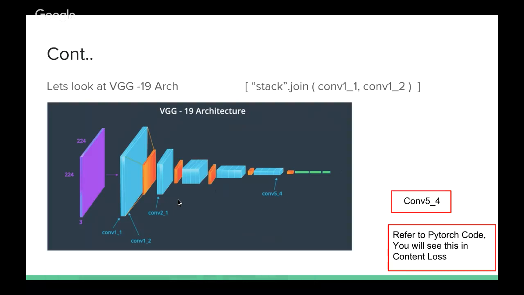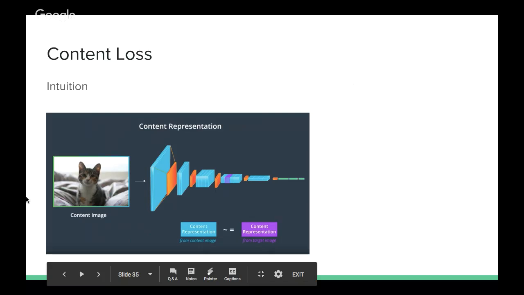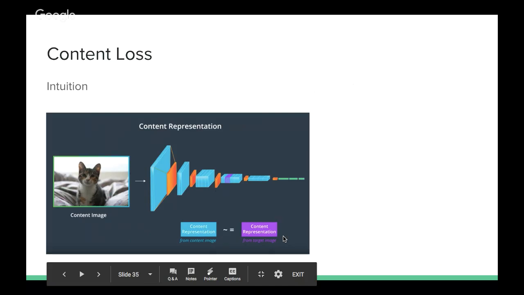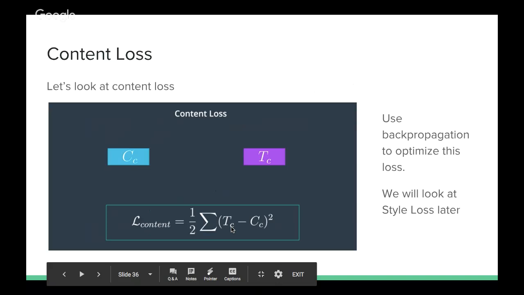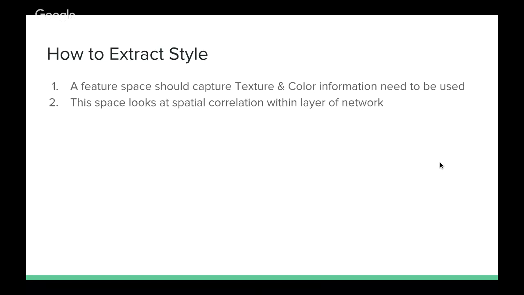Then let's think about the content loss. From the content image and the target image, you feed both and extract those features from the later layers, and then you compute the difference between the content image and the target image. It's a typical mean squared error, where TC is the features for the target and CC is for the content image, the features in these layers. That's how we quantify the content, which is straightforward. And how do you optimize? Just use backpropagation, gradient descent. But for the style, it's a little different.